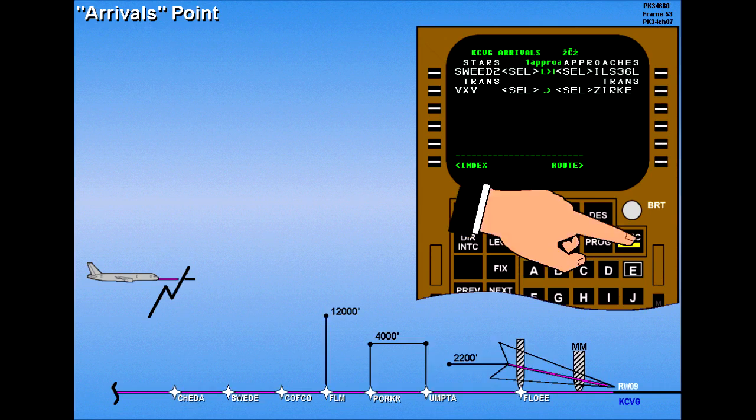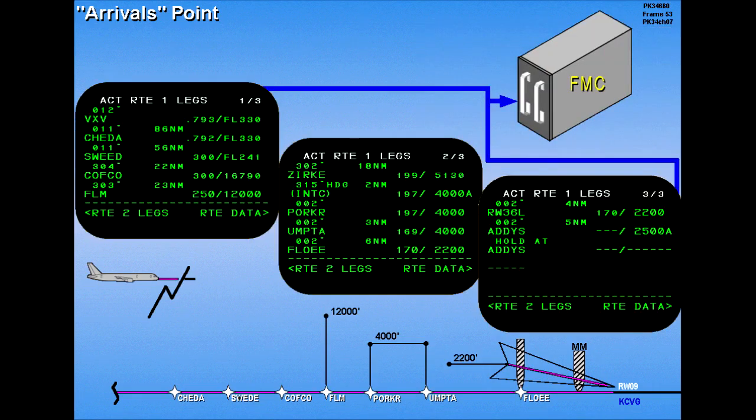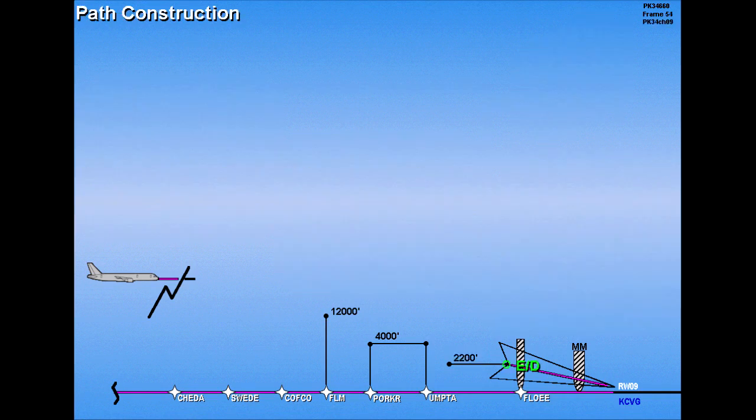After you verify and execute the route, the FMC will automatically compare all new waypoint restrictions and define the end of descent as the lowest waypoint or position with an altitude constraint. In this example, the end of descent point is the glide slope intercept to runway 36 left. Once the end of descent point is established, the FMS constructs a VNAV descent path from the end of descent over the other constrained waypoints up to the cruise altitude. This establishes an initial top of descent point.